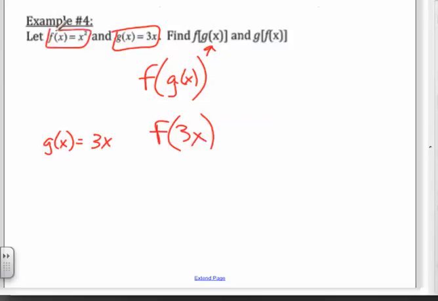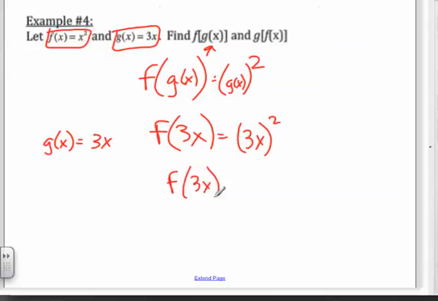Now, f of x is equal to x squared. So that means f of g of x equals g of x squared. Instead of x squared, just like Alexander said, we replace the x here with g of x. But what does g of x equal, CC? 3x. So it's 3x squared. And what is 3x squared? F of g of x is equal to 9x squared.